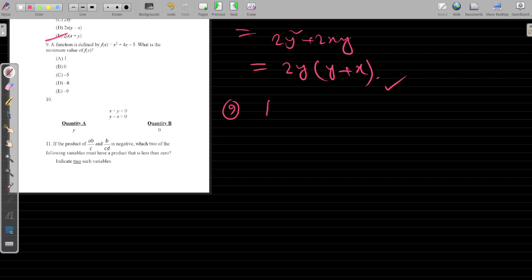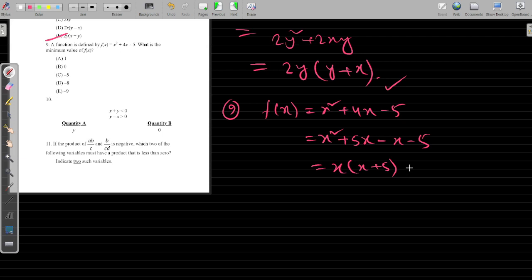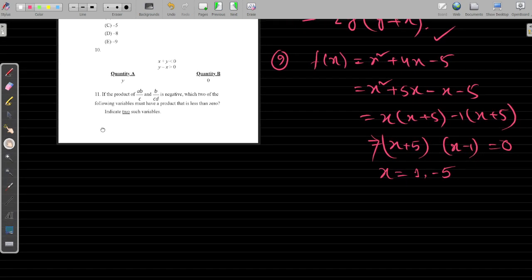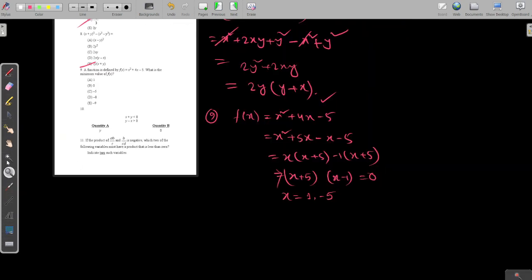Now question number 9: f(x) = x² + 4x - 5. Now the middle term, I need to split the middle term: x² + 5x - x - 5. Then if I take x common, x(x + 5) - 1(x + 5). Here I will get (x + 5)(x - 1). So look at this. If I consider this as an equation, then the value of x will be 1 and -5, right?